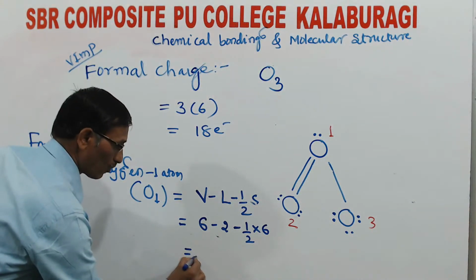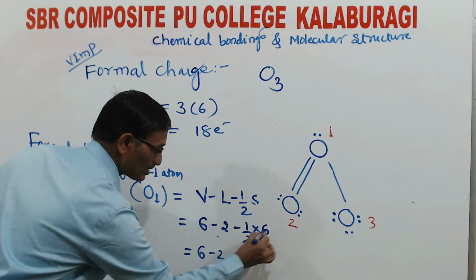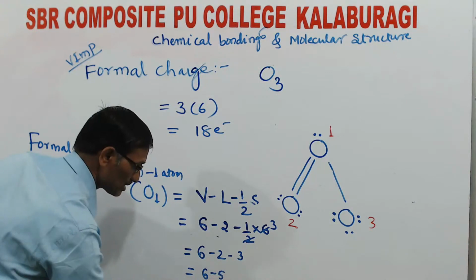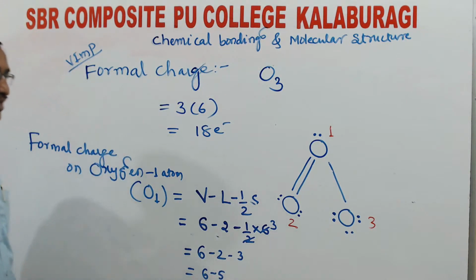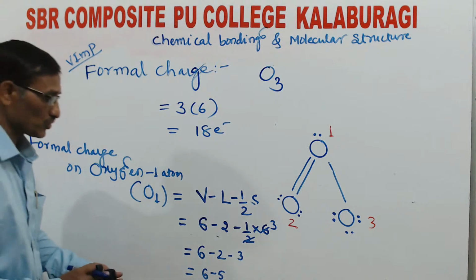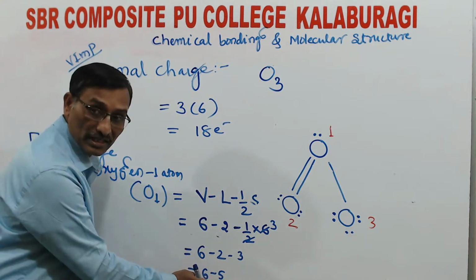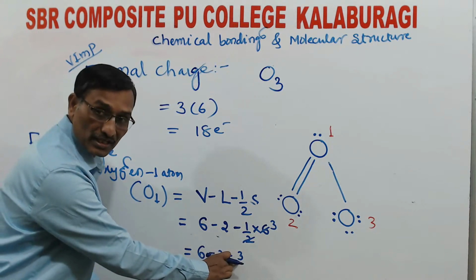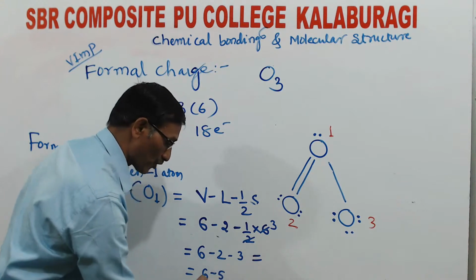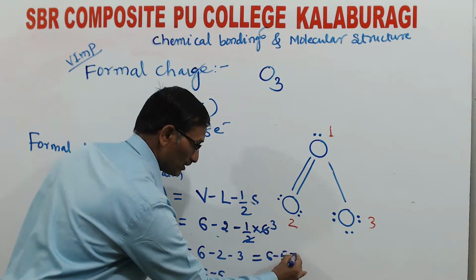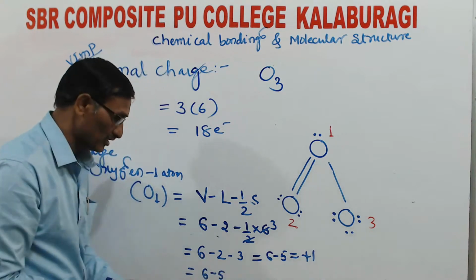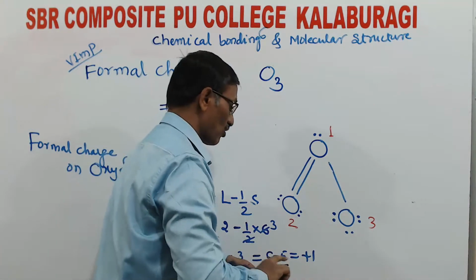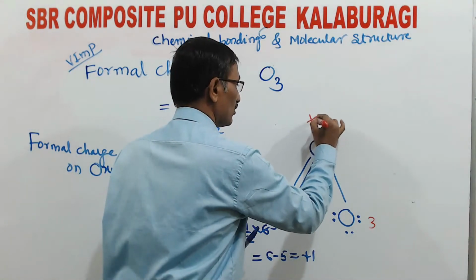Now this is equal to 6 minus 2, minus 1 by 2 into 6, that is minus 3. So 6 minus 5, this is equal to plus 1. Students, I think you are not seeing properly. So 6 minus 2 minus 3, shall I write here only? That is 6 minus 5, this is equal to plus 1. Okay, the board is very small. So oxygen 1 has plus 1 charge.